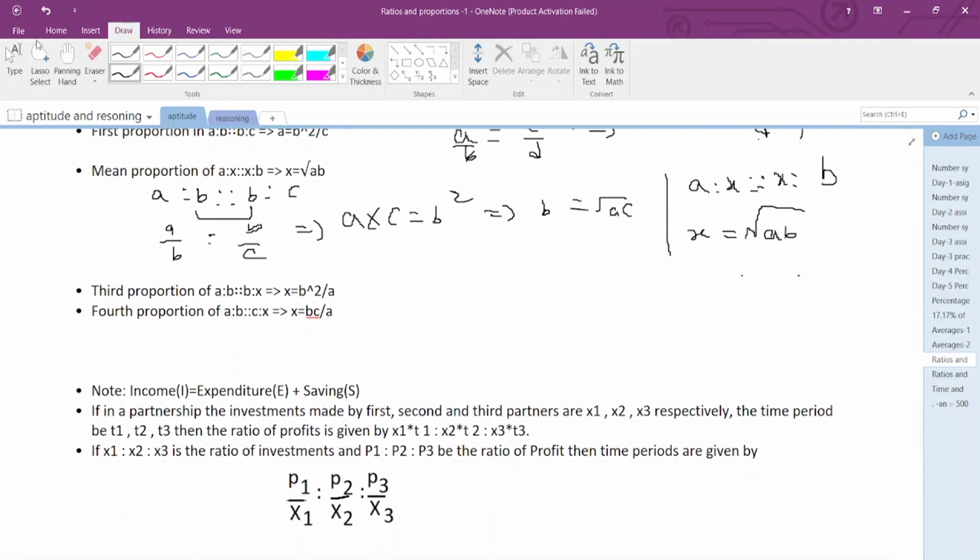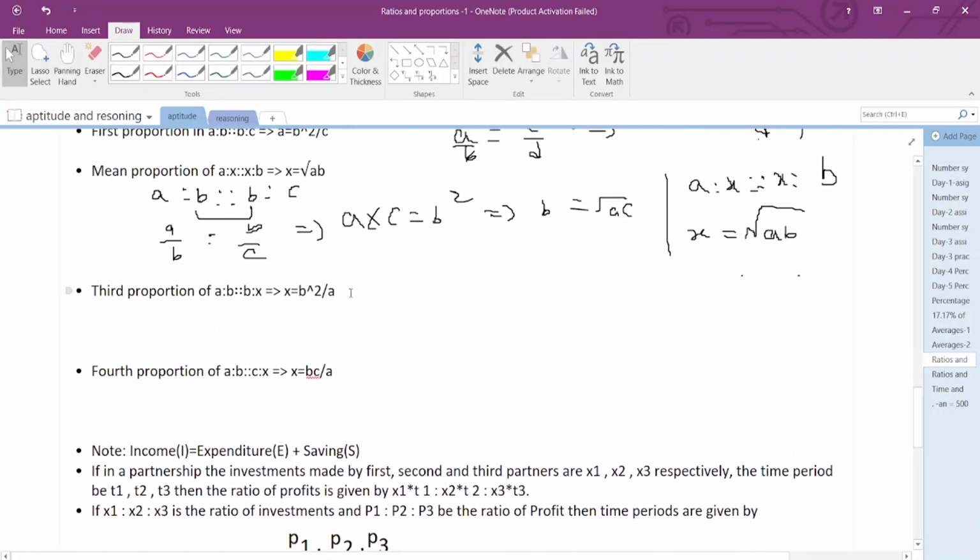Hope it's clear. So now third proportion. What is third proportion?